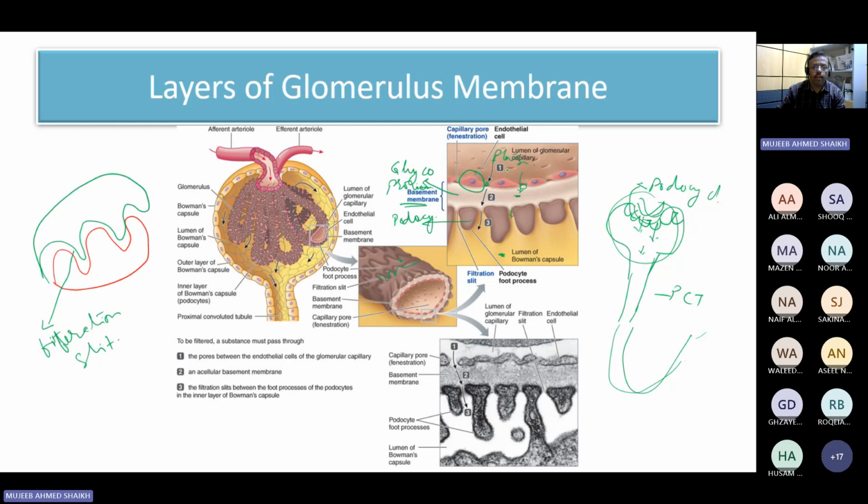So first is the lumen of the glomerular capillary. Second area is the glomerular basement membrane. Third one is the lumen. Inside this, the filtrate will be continued in the proximal convoluted tubule, loop of Henle, and distal convoluted tubule.